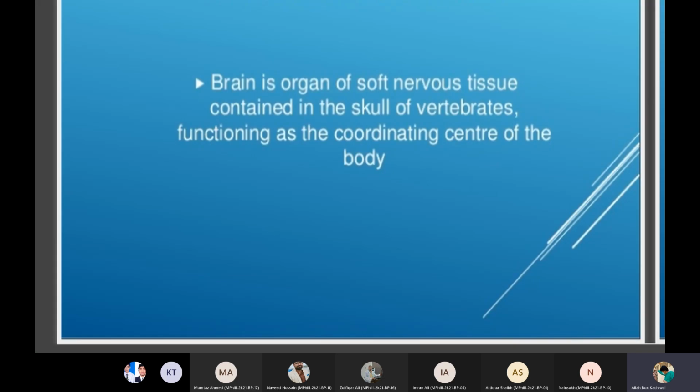So the brain is an organ of soft nervous tissue contained in the skull of a vertebrate, functioning as the coordinating center of the body. As you know, the whole body is being controlled by two systems. One is the endocrine system and the other is the nervous system. So the nervous system has two systems.